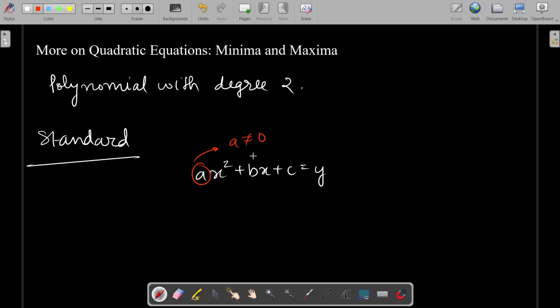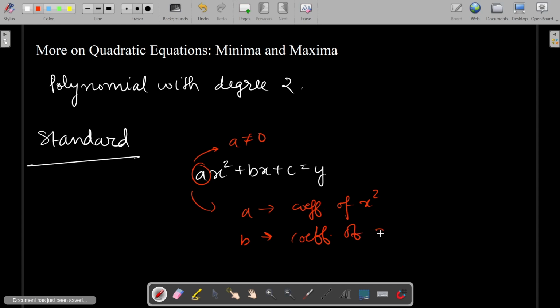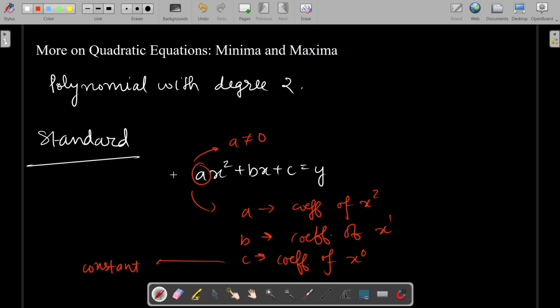Now, a is the coefficient of x squared, b is the coefficient of x raised to the power 1, and c is the coefficient of x to the power 0, also known as a constant. So let's move on to the graphs, because minima and maxima are based on the graphs.